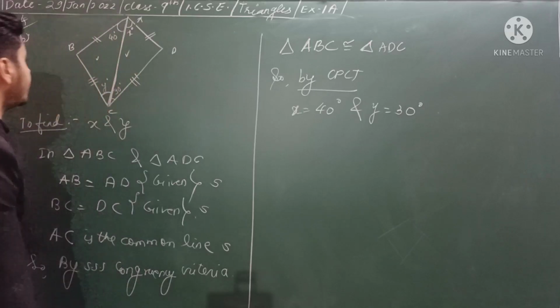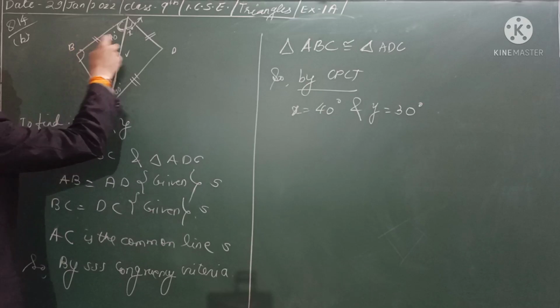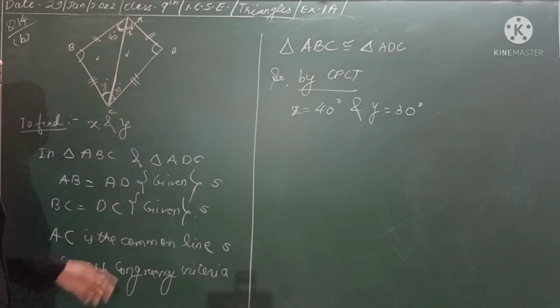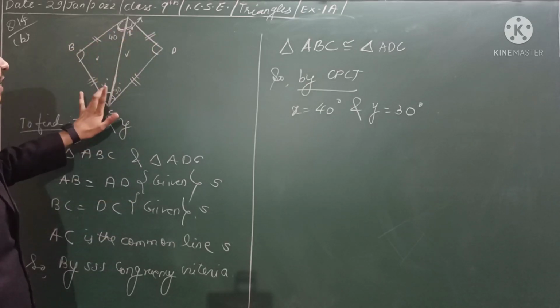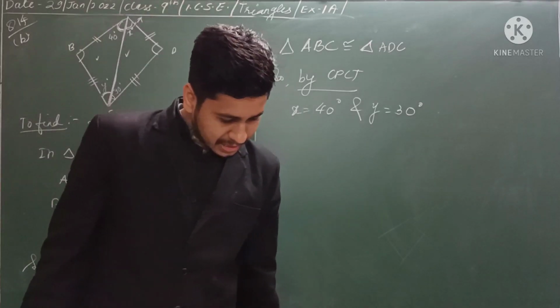Then by CPCT, what can we say? This angle is equal to this angle, this angle equal to this angle, this angle will be equal to this one. So x is equal to 40, y is equal to 30. I hope this is clear to you. Now let us come to question number D.